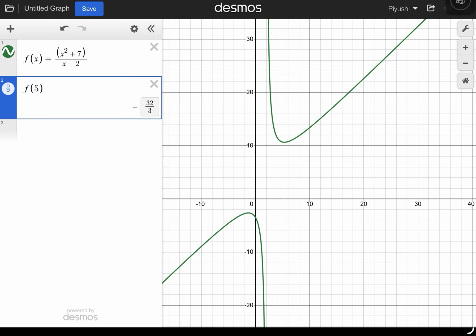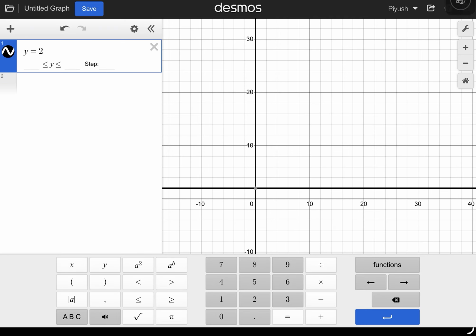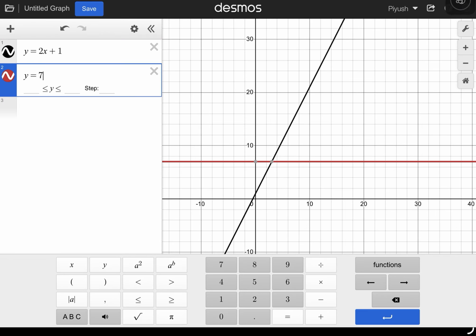Okay, now, what is another use case of Desmos? This is one I covered a bit earlier already, but it's using Desmos to find the solution to a system. For example, say you have the graph y equals 2x plus 1, and you're trying to find the intersection of y equals 2x plus 1 and y equals 7. Well, it's pretty simple.